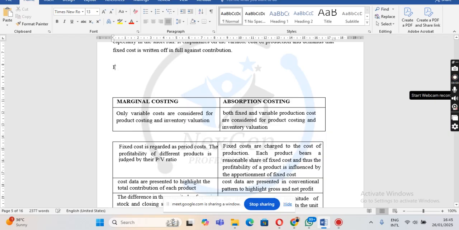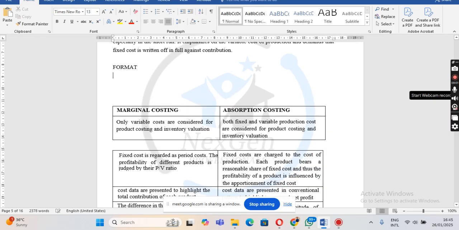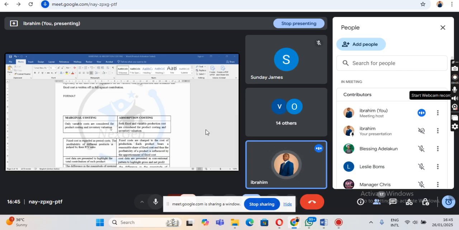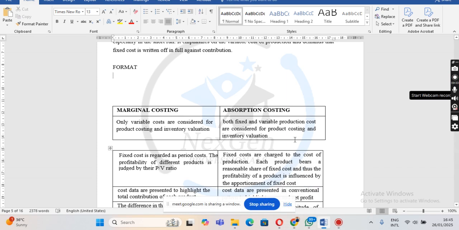okay, let's quickly have the format for the absorption costing. Now, we will still, just the way we did marginal costing, right? We will assume that the question says that you should prepare for 2 years. Okay, we can use 2 years, year one and year two. That is, you have to prepare absorption costing for 2 years, which is year one and year two. And that is what we'll be looking at, class.